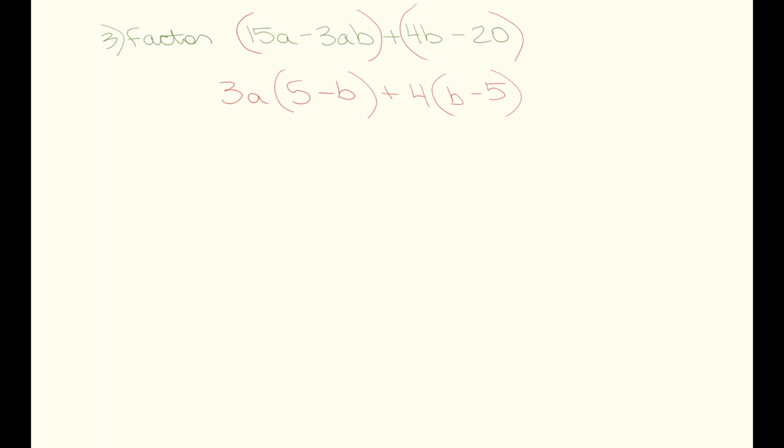Well, this is a harder problem than I would like, just because on the first set of parentheses we have 5 minus b. On the second set we have b minus 5. Typically, what you see in the beginning of these problems is both sets of parentheses would be the same. However, I can make them the same by making this a negative 3a.